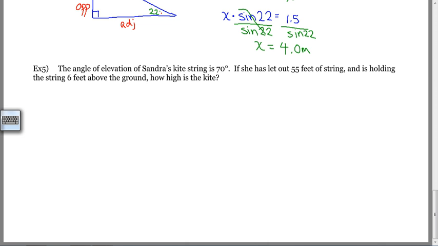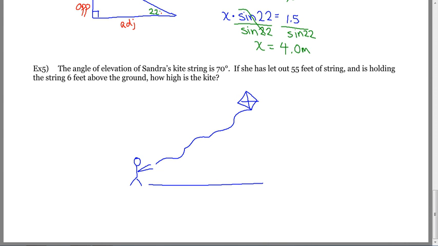The angle of elevation of Sandra's kite string is 70 degrees. If she has let out 55 feet of string and is holding the string 6 feet above the ground, how high is the kite? So let's draw a little picture of Sandra. Let's draw our little kite over here. And the string waving in the wind. This is Sandra's arm. And the ground below.